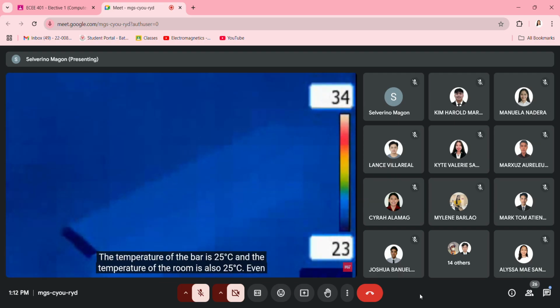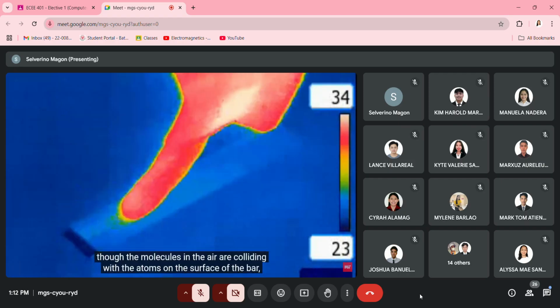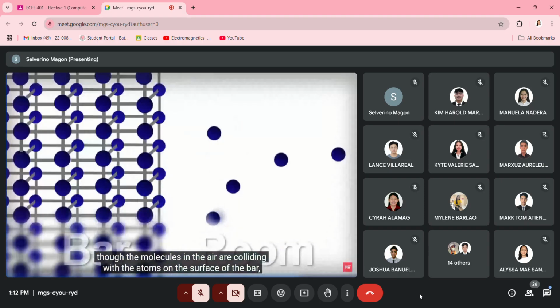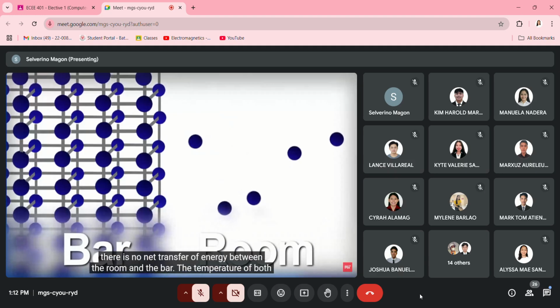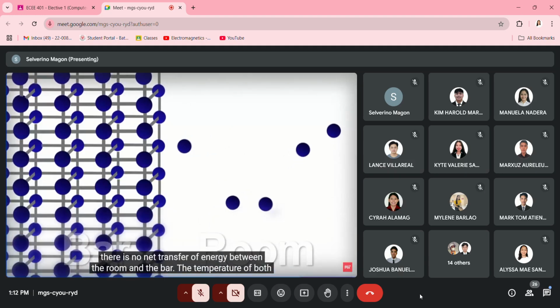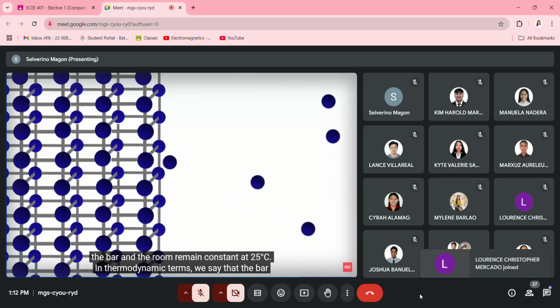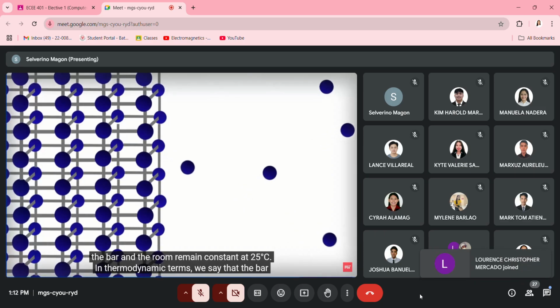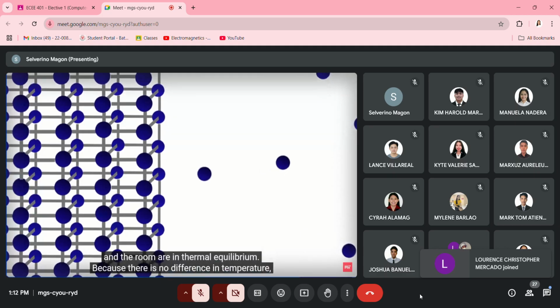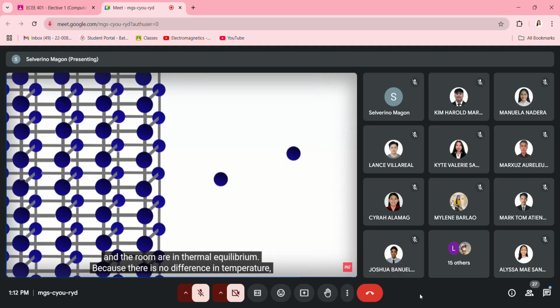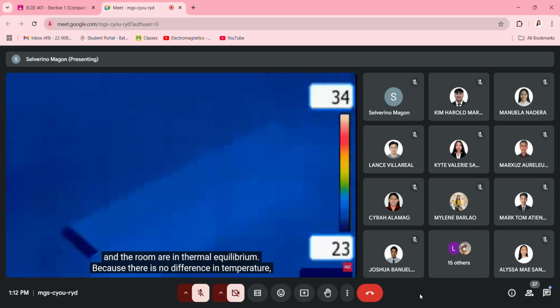The temperature of the bar is 25 degrees Celsius, and the temperature of the room is also 25 degrees Celsius. Even though the molecules in the air are colliding with the atoms on the surface of the bar, there is no net energy transfer between the room and the bar. The temperature of both the bar and the room remain constant at 25 degrees Celsius. In thermodynamic terms, we say that the bar and the room are in thermal equilibrium. Because there is no difference in temperature, there is no heat transfer between the bar and the room.